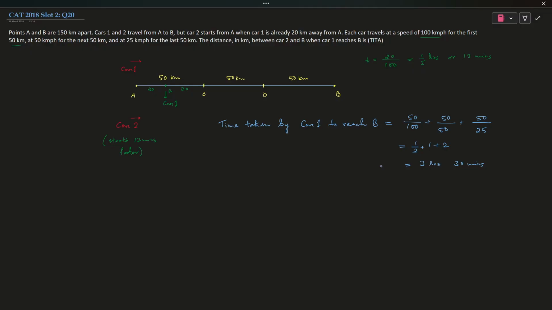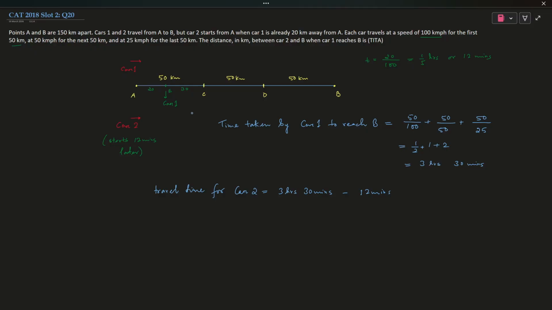Okay, and we know that car 2 starts 12 minutes later, right? So what will be the travel time for car 2? The travel time for car 2 will be 3 hours 30 minutes minus 12 minutes, right? Yes or no, guys? Right? Because the timer will start when car 1 has already started. We are looking from the point of view of car 1.